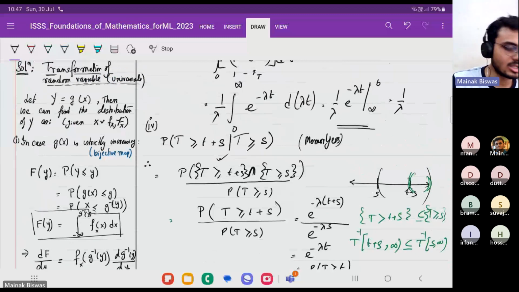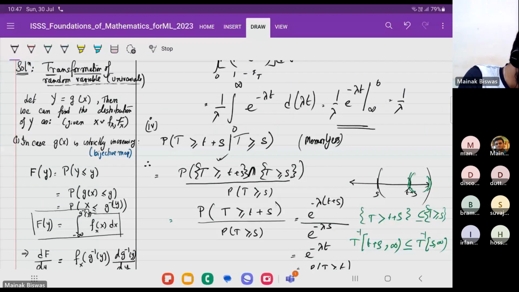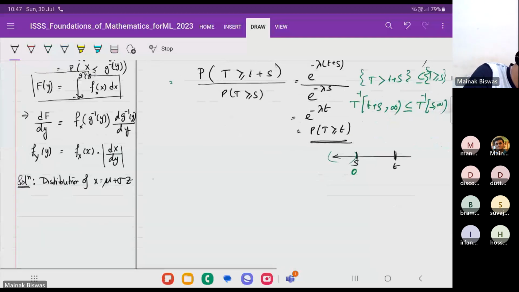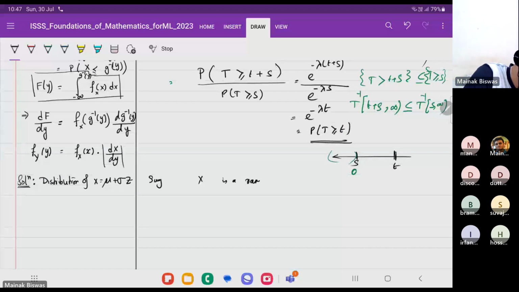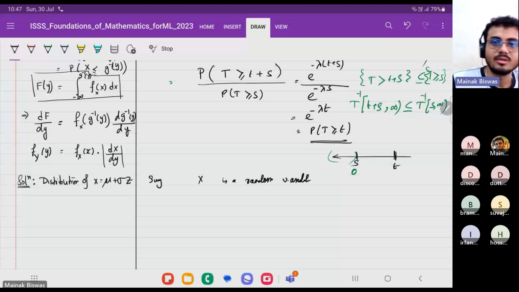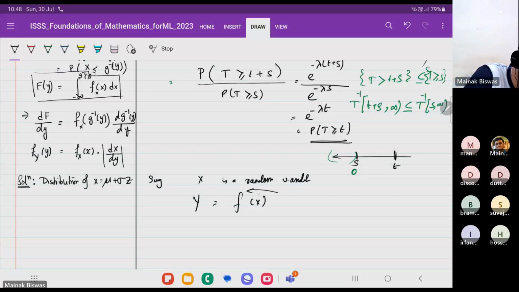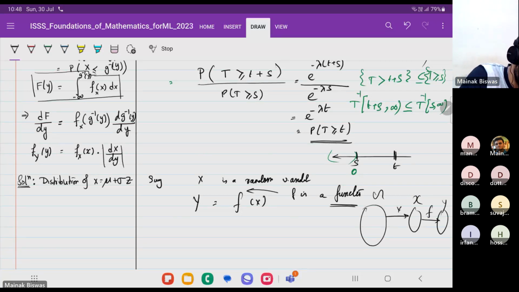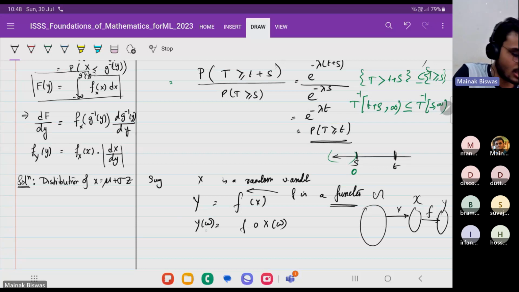Why do we need transformation of random variables? Say x is a random variable. Yesterday we had seen, if f is a function, y is another random variable. So y is defined as f of x of omega, yes or no? Remember? This is a number. So f maps from the range of x to the range of y.